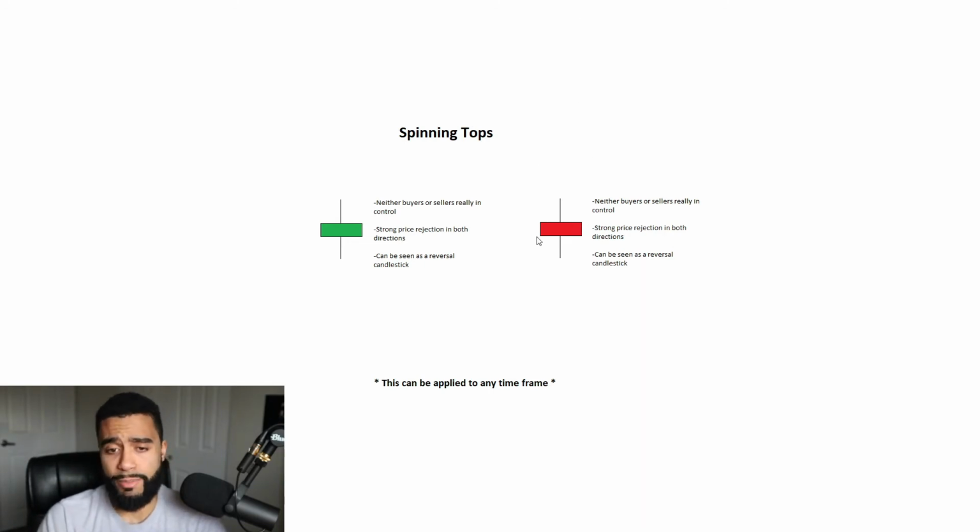The one on the right is bearish, and it's the same thing. Neither the buyers nor sellers are in control, even though it did close lower than it opened. There's still price rejection that's strong in both directions, and that's telling you that there's indecision.